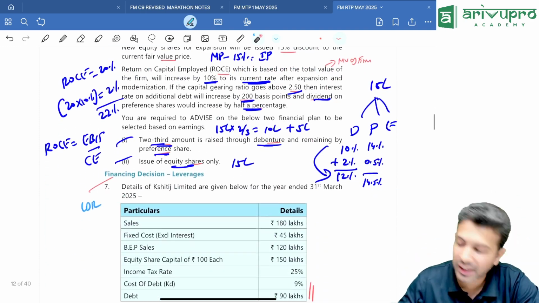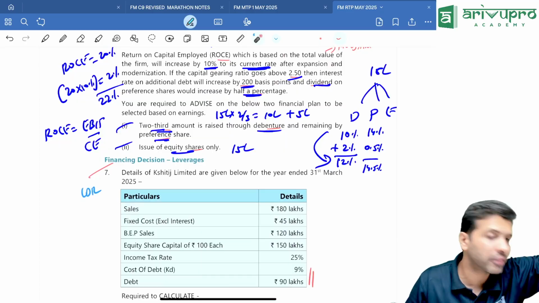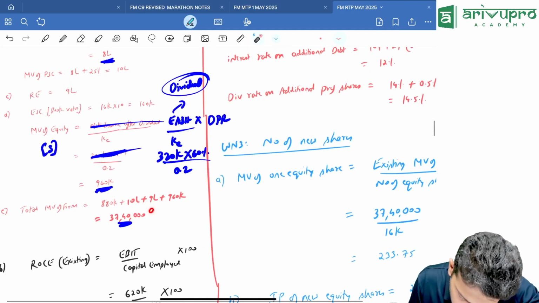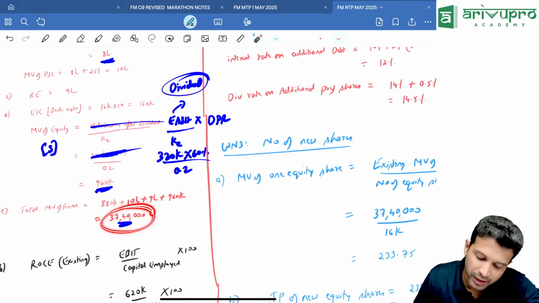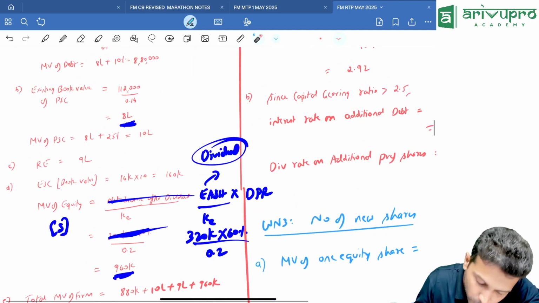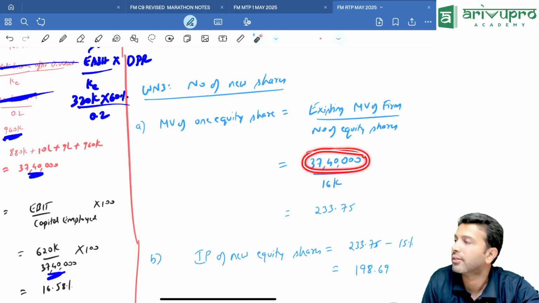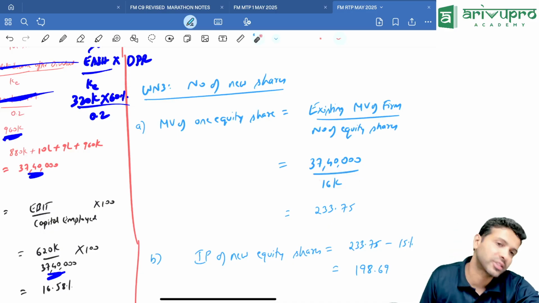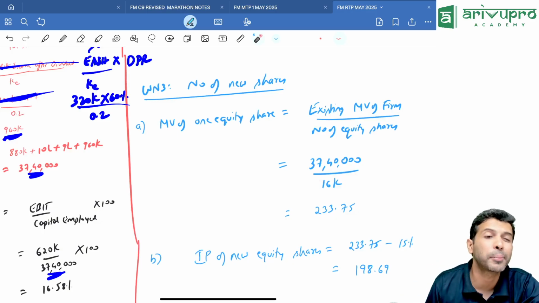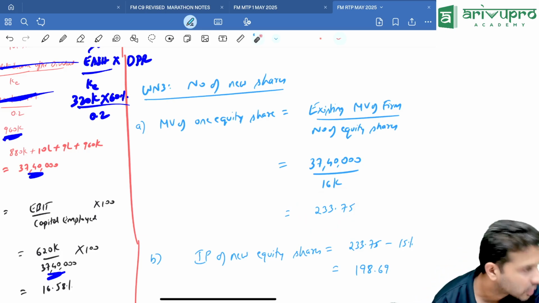Tell me once again, how do you find out the market value of 1 equity share? Total market value of the firm divided by the number of equity shares. So, do we have to find the market value of the firm or is it already found? Already found. How much is that? The existing market value of the firm is 37 lakh 40,000 divided by the number of equity shares. How many equity shares are existing? As per the question, 16,000. So how much is the market value of 1 equity share? 233.75. Currently, the market value of 1 share is 233.75.